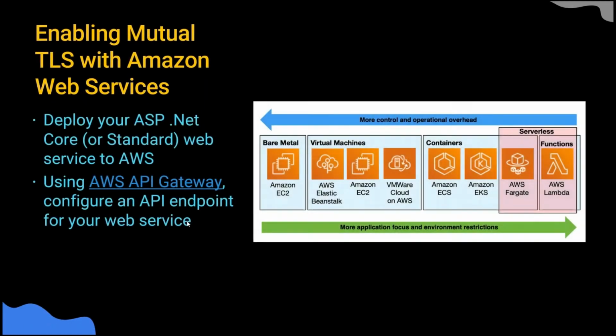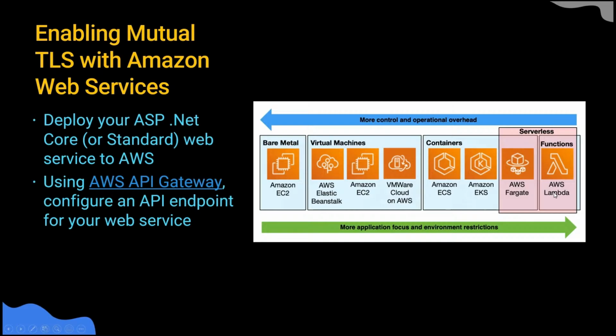So we're going to start with Amazon. We're going to see how we can do mutual TLS with Amazon. Well, the first thing you have to figure out is where in the Amazon cloud you're going to deploy your web servers. And it can be all the way down to a serverless environment like AWS Lambda, all the way up through basically a bare metal machine running in the cloud, and anywhere in between. For the purposes of the demo, I'm going to use Lambda.